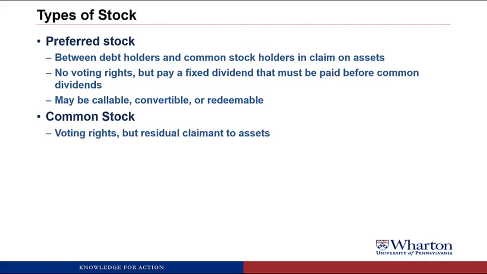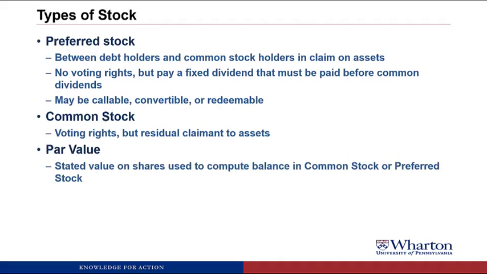Common stock has all the voting rights, so they get to vote on who the board of directors will be, but they're the last claimant on assets, so they have the biggest risk of loss in a bankruptcy, but then they often get the biggest return if the company does well.